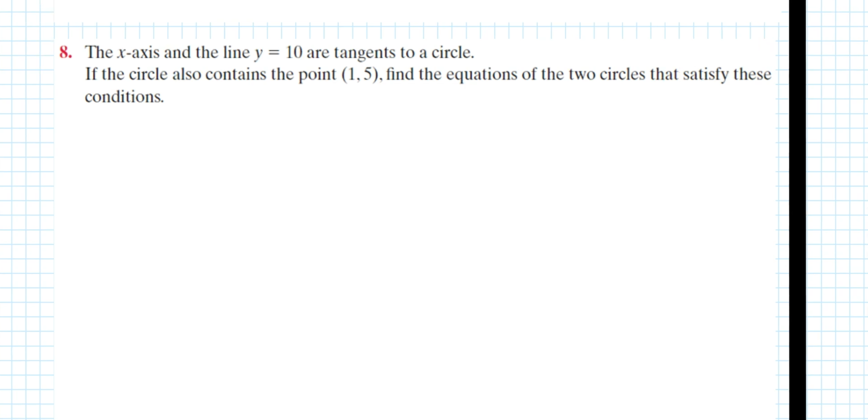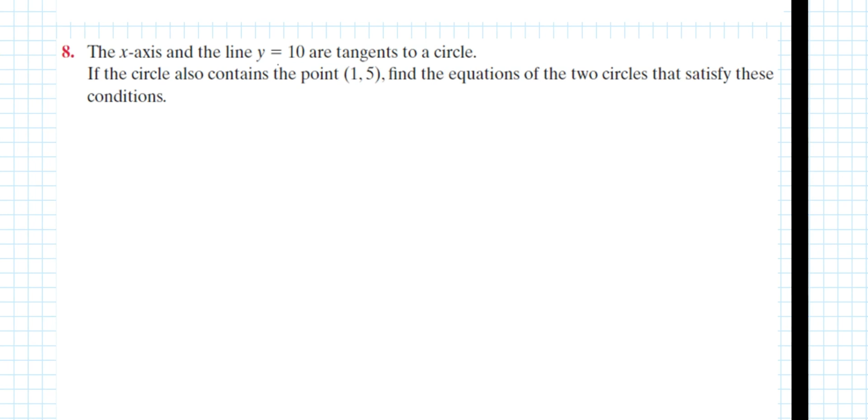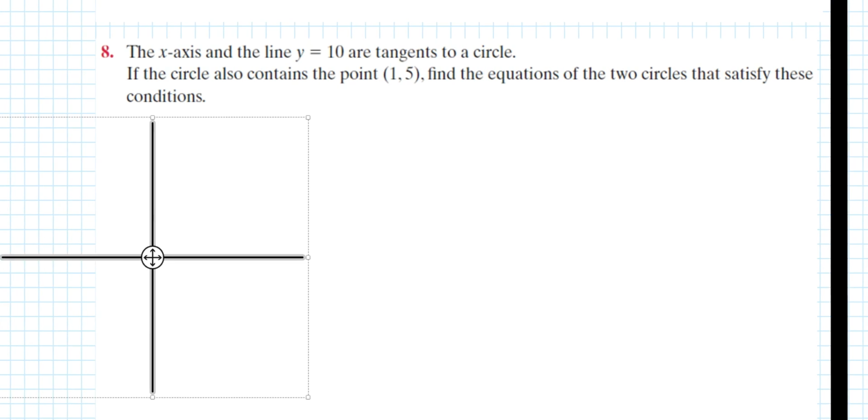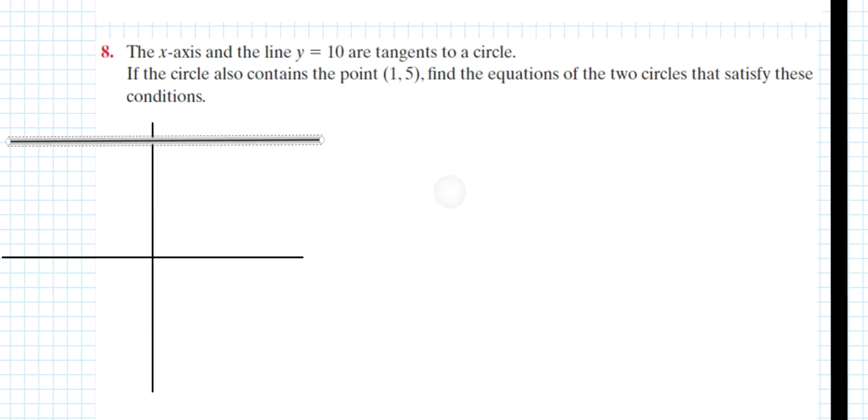Okay, and the last example then. The x-axis and the line y is equal to 10 are tangents. So first things first, always draw out a little sketch for ourselves. Y is equal to 10, just going horizontal. This is the line y is equal to 0. This is the line y is equal to 10. The line y is equal to 0 is also known as the x-axis. We know the circle fits in somewhere in here.